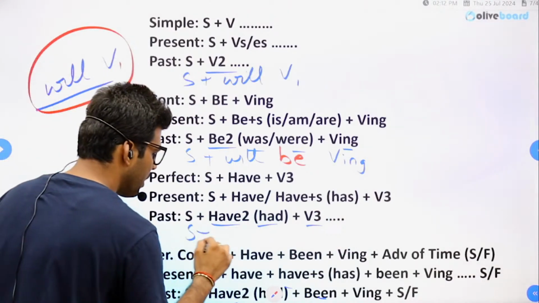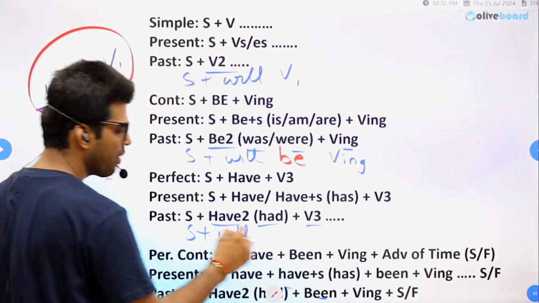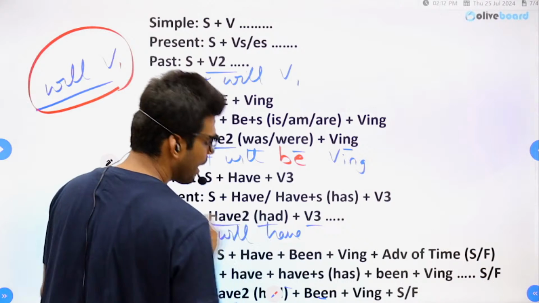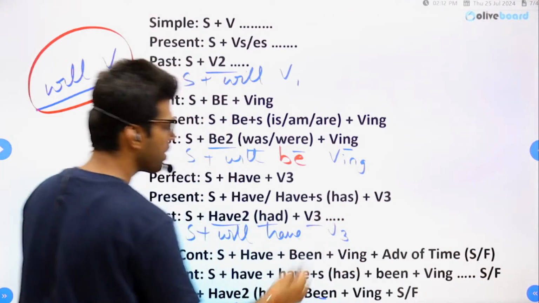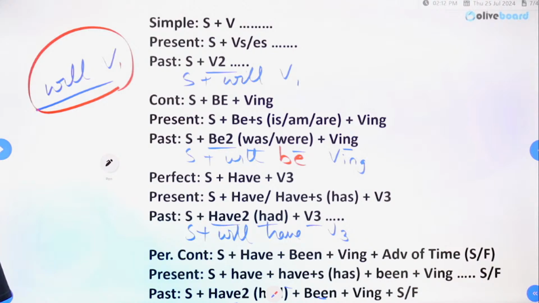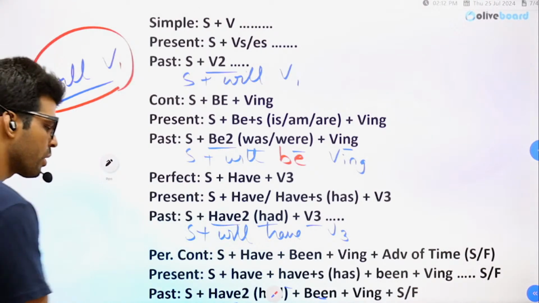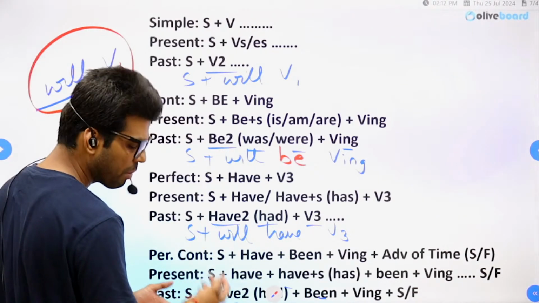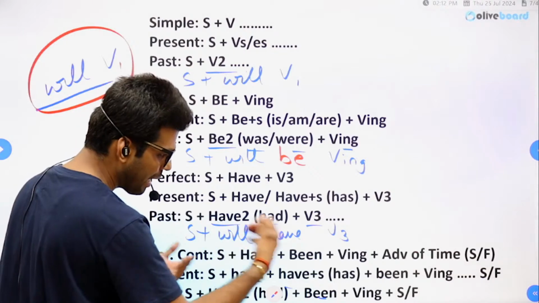Subject plus will, the modal. Then you have the fresh form, which is have, and then the third form because it is a perfect tense. In future perfect, and in the same tone, subject plus will, before that have, and then been, and then whatever you put.